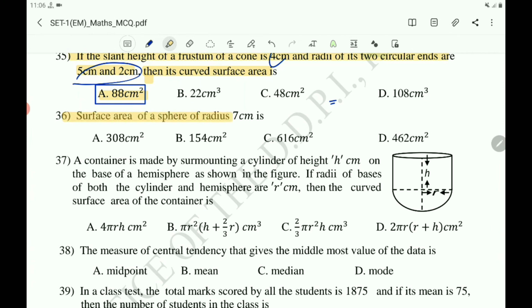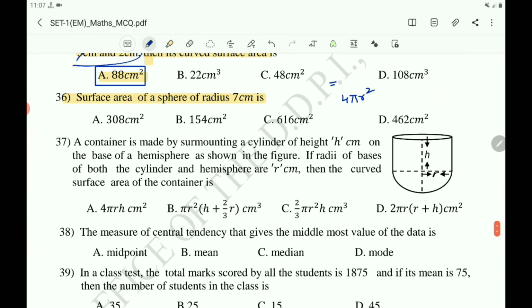Surface area of a sphere of radius 7 cm is. Here also you must know the formula. What is the formula to find the surface area of the sphere? That is 4 pi r square. Surface area of the sphere is 4 into 22 by 7. You must know the value of pi.